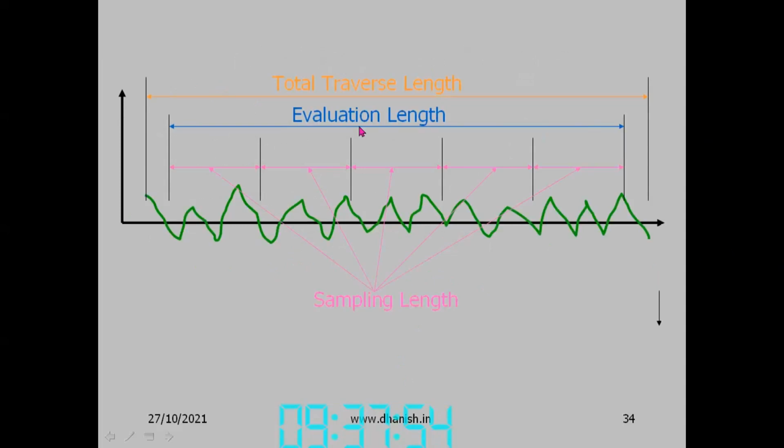So this is the total traverse length. This is the evaluation length. The evaluation length is normally 5 sampling lengths, or it can be any sample length as specified by the designer. Okay, so this is the sampling. Each calculation is done based on the sampling length, and the average for several sampling lengths is taken as the parameter value. The parameter is based on the average of all the values in the evaluation length. This was the method adopted by Taylor Hobson in the beginning, and that has become the default standard.